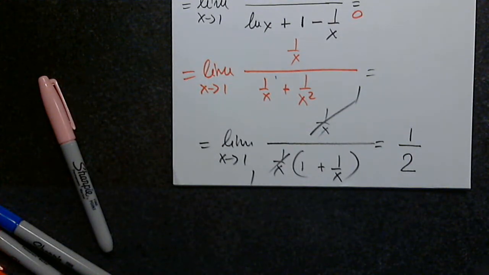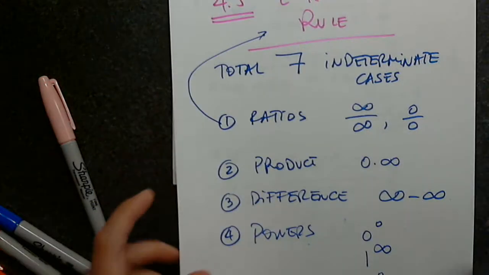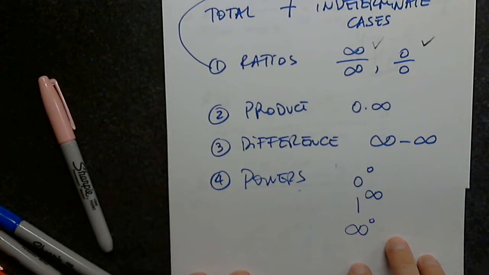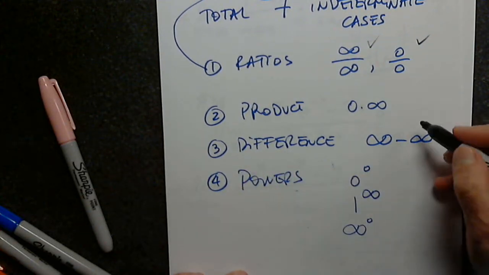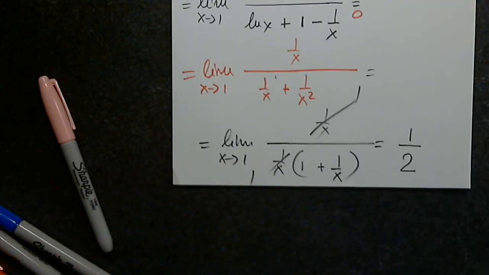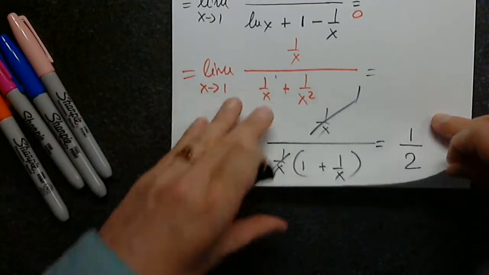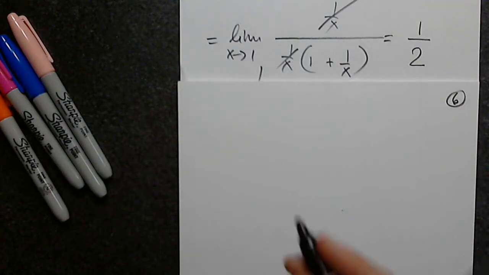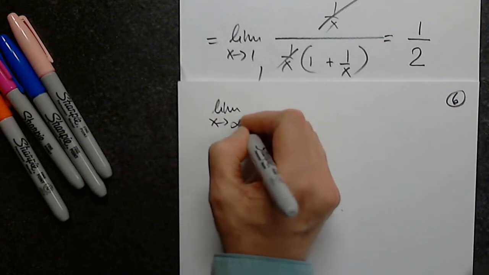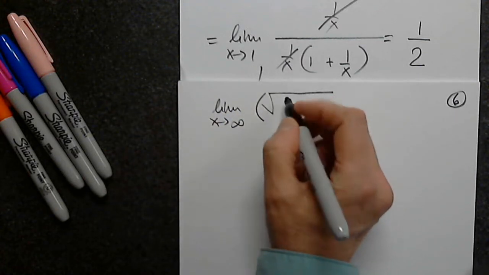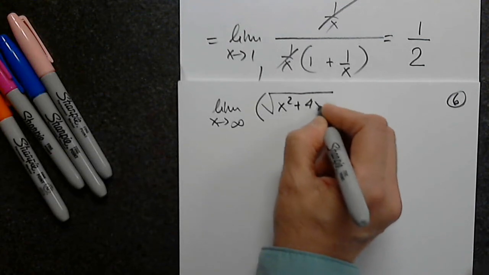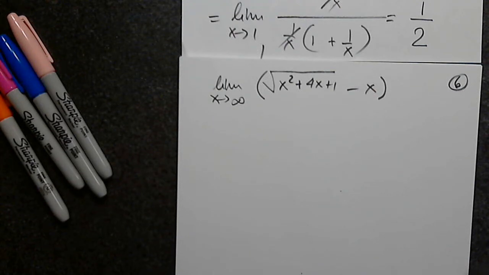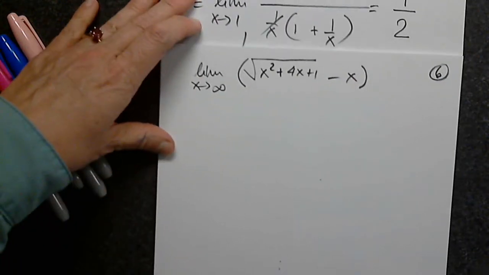So when we go back to this list, basically all we have done so far are still these two. We still have not seen any of this yet. Here's our next example that I just picked. That's going to be the next one. Here it is. Limit as x approaches infinity of the square root of x squared plus 4x plus 1 minus x. We've done this before. We've seen this before.